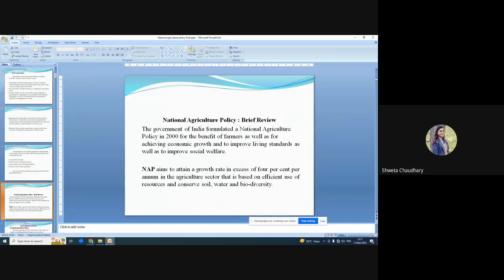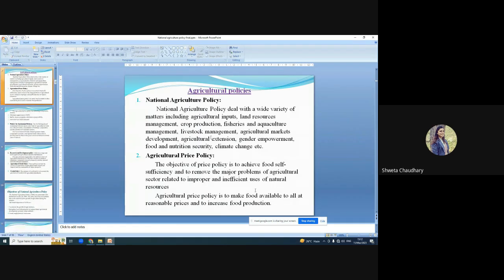So, the National Agriculture Policy is aimed to attain a basic growth rate of around 4% per annum. It means they have targeted that agriculture must grow at a rate of 4%. This can be done if there is efficient use of resources, if the soil is conserved, water is conserved, and biodiversity is conserved. To achieve the objective of a 4% growth rate was the initiative taken by the National Agriculture Policy.